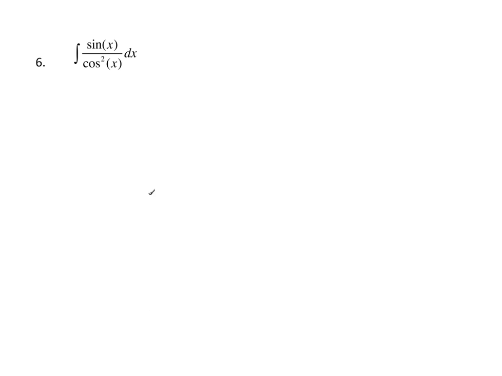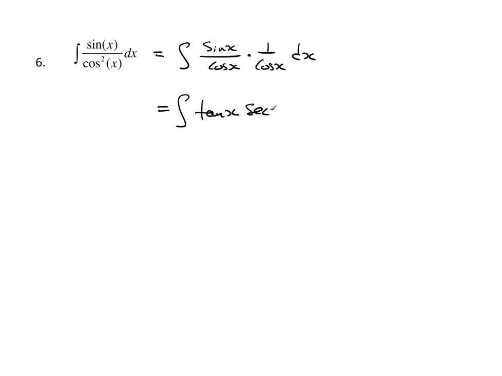So let's take a look at another trig function here. I have sine x over cosine squared of x. I'm going to write this as being the integral of sine x over cosine x times 1 over cosine of x dx. That is equal to the integral of, this is tangent, times, this is 1 over cosine, better known as secant of x dx.